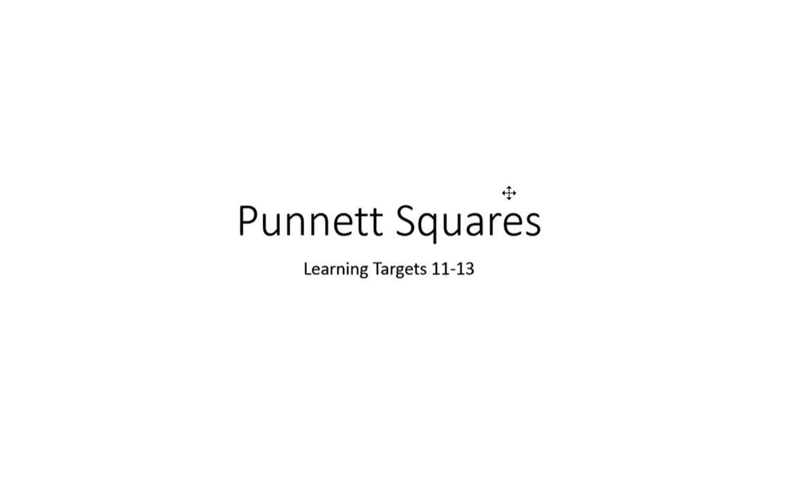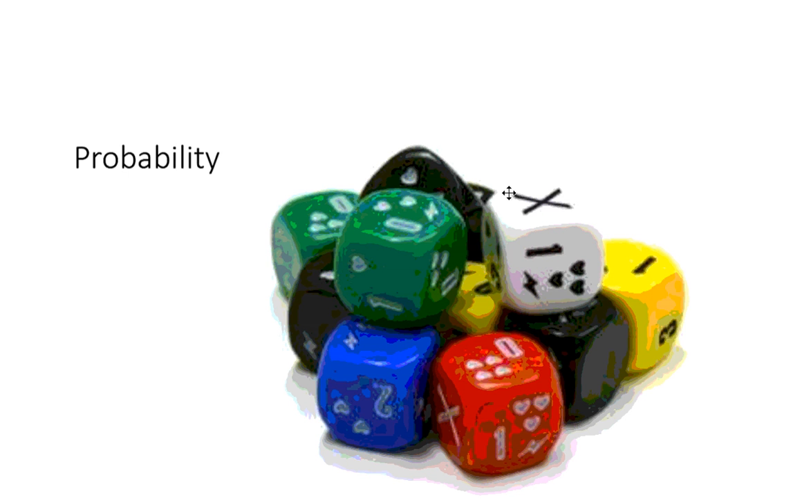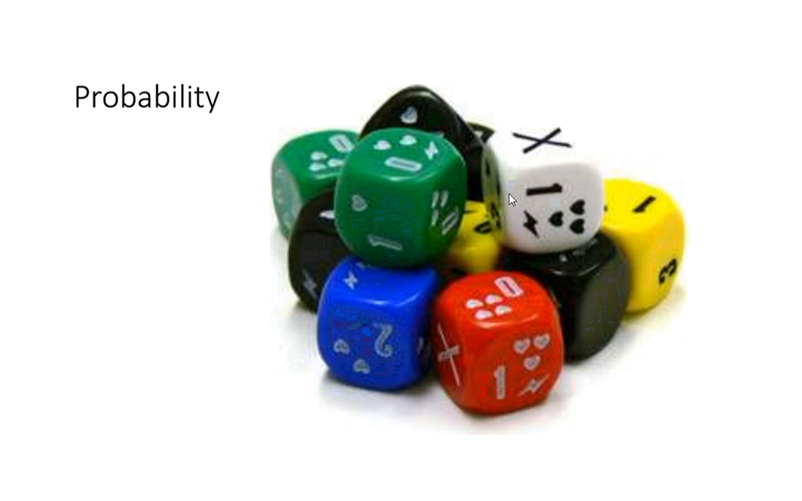This video is learning targets 11 through 13 of the genetics unit. We'll be talking primarily about the different types of Punnett squares that we can use to show genetic probabilities. So what is probability? Probability is just the likelihood that something will occur. We use probability a lot with things like dice and cards, but probability is important in figuring out possible allele combinations in genetics as well.